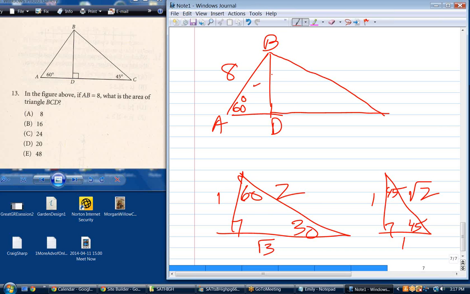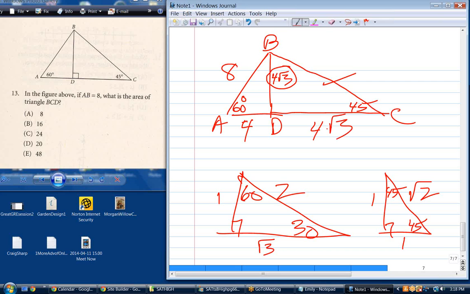So let's look at this one. That one's going to be 8 root 3. Well, not 8 root 3. 4 root 3. So the similarity ratio is 4. So opposite the 60 is going to be 4 root 3. What's this side over here? That's 2, so 4. And then this triangle here. Now that we know that's 4 root 3, what is this side right there? 4 root 3. Okay.